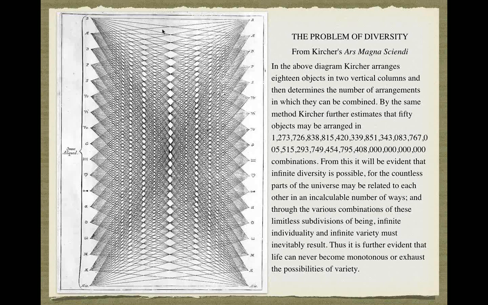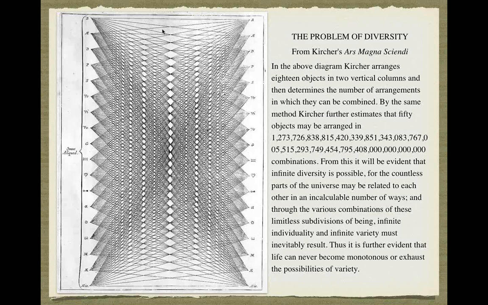From this, it will be evident that infinite diversity is possible, for the countless parts of the universe may be related to each other in an incalculable number of ways. And through the various combinations of these limitless subdivisions of being, infinite individuality and infinite variety must inevitably result. Thus, it is further evident that life can never become monotonous or exhaust the possibilities of variety.